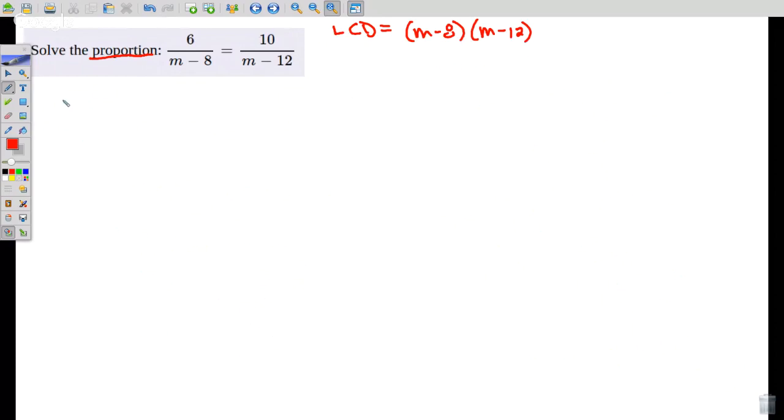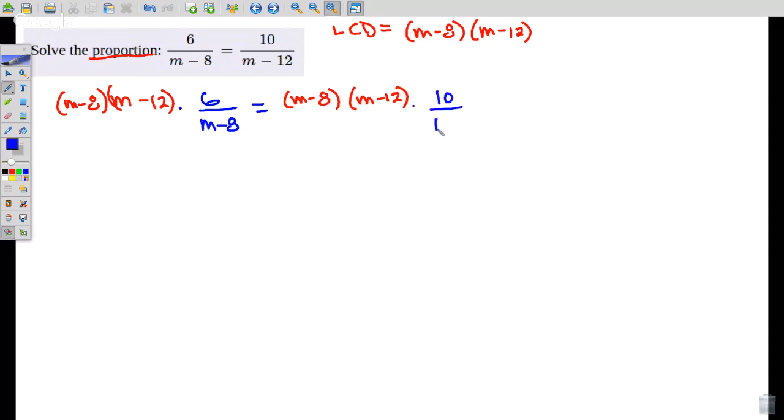So first the LCD method, take that, n minus 8, n minus 12. And that has to be multiplied by both sides. So that's times 6 over n minus 8. That's supposed to be equal to the other side multiplied by n minus 8, n minus 12, times my original 10 over n minus 12. Well, it cancels. Let's see.